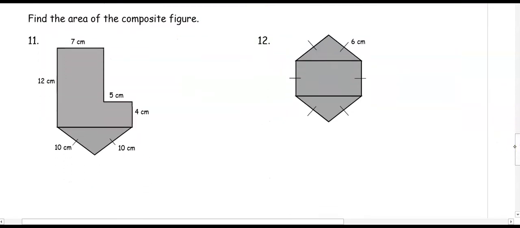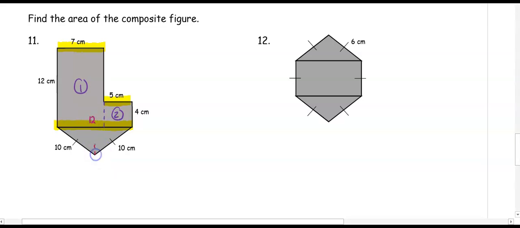So in number 11, we have what looks like a rectangle with another rectangle and a triangle. So we want to find the area of that. First, I'm going to split this into 2 rectangles. So we have one rectangle that is 12 by 7. We have one rectangle that is 5 by 4. Then we also have this triangle, which is an isosceles triangle. Now, because we have these two sides, 7 and 5, they're going to represent the length of the base of the triangle. So the base of the triangle is going to be 12.